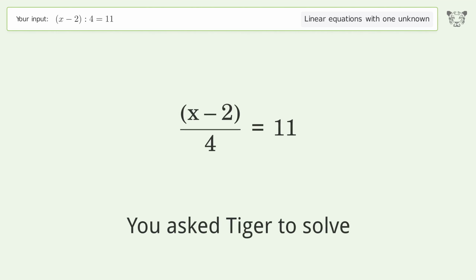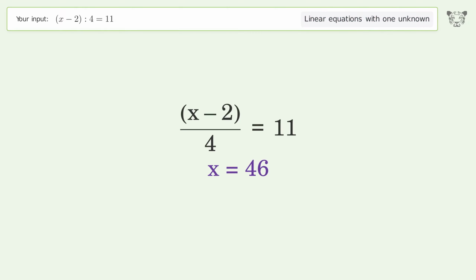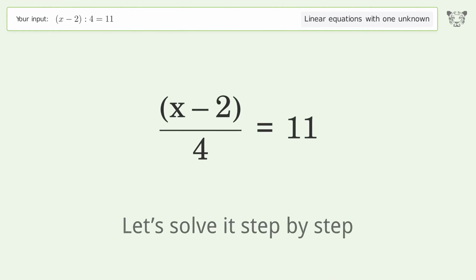You ask Tiger to solve. This deals with linear equations with one unknown. The final result is x equals 46. Let's solve it step by step.